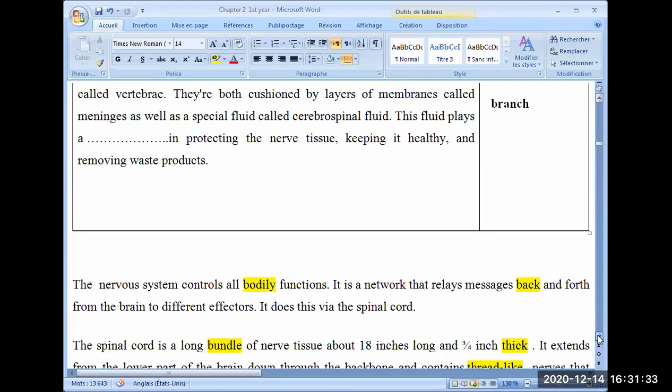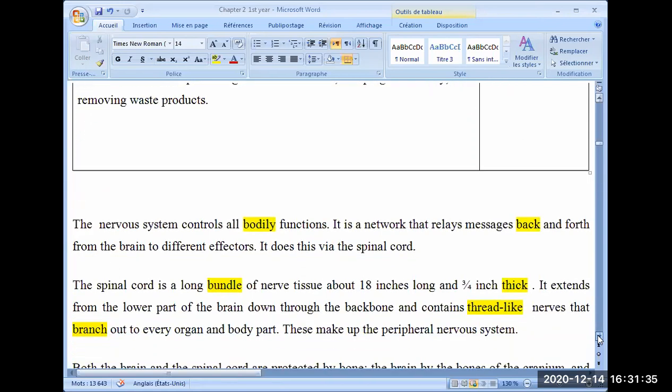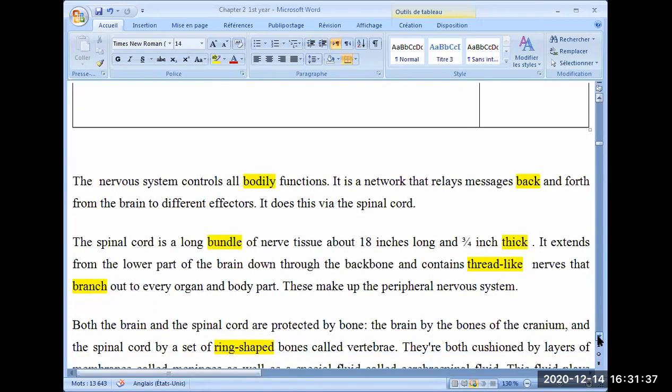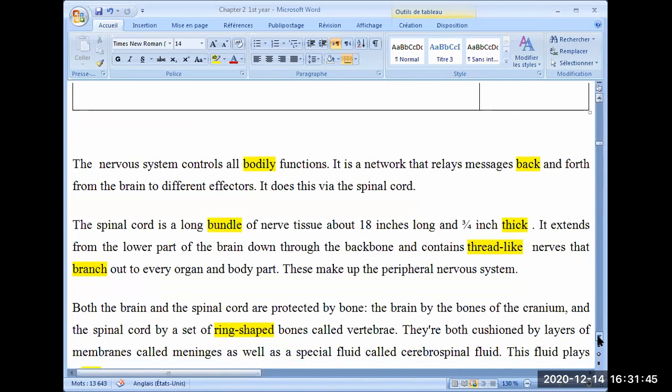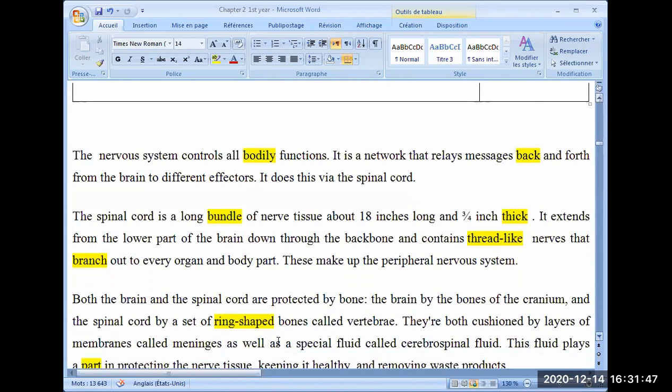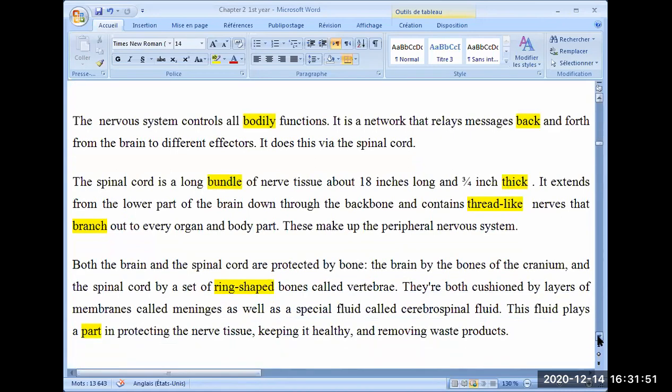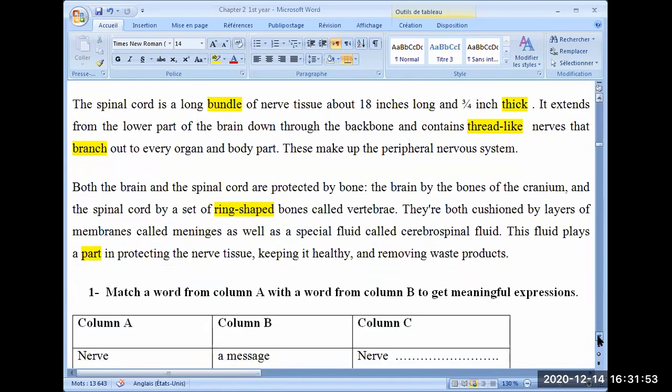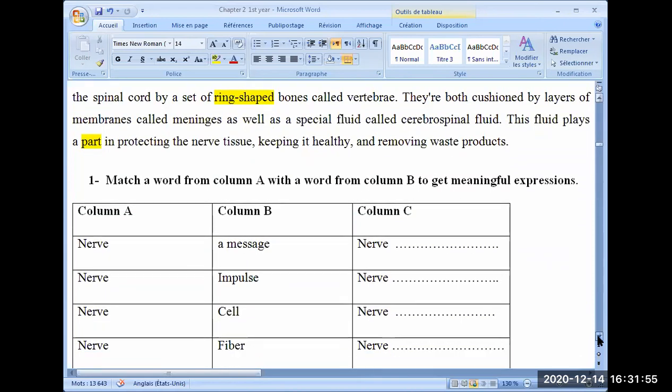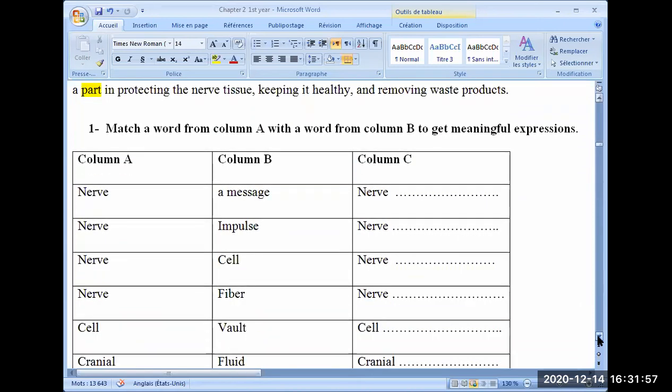These are easy to do. Just to provide you with more practice: bodily, back and forth, long bundle of nerve tissue, thick, thread-like, the verbal branch, they're ring-shaped, and play a part or play a role. Now we have this matching exercise.